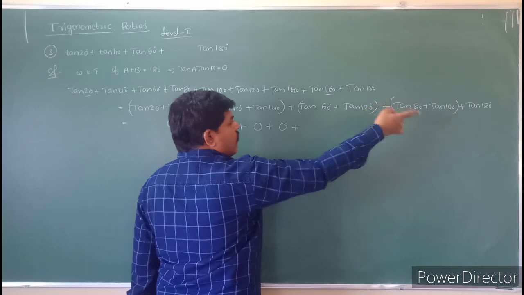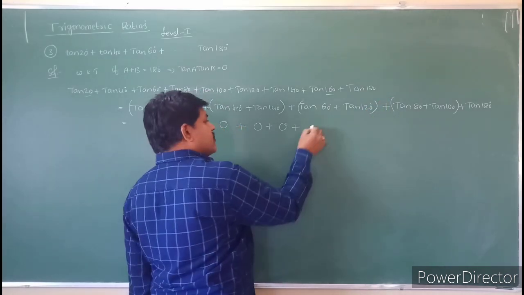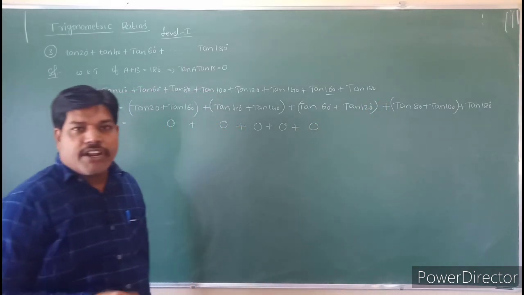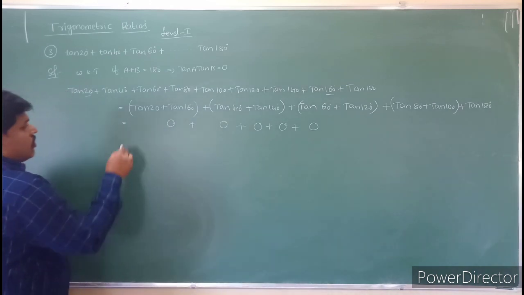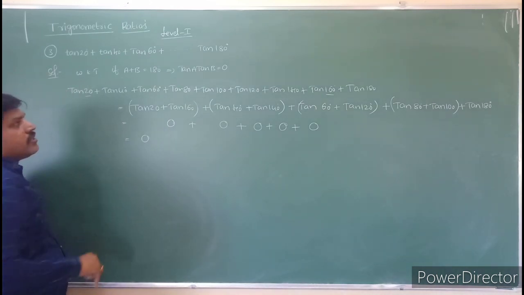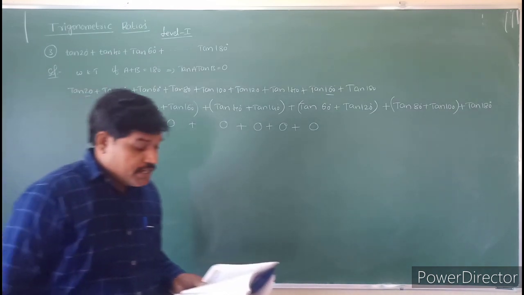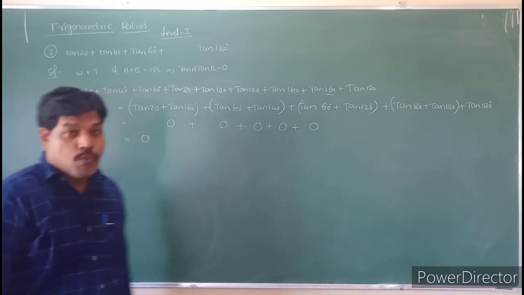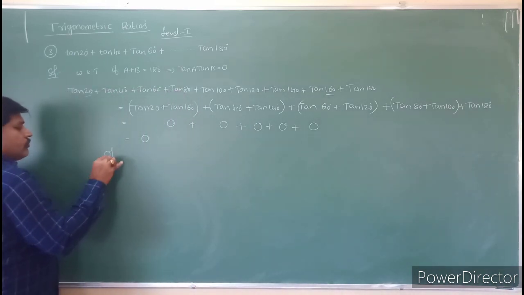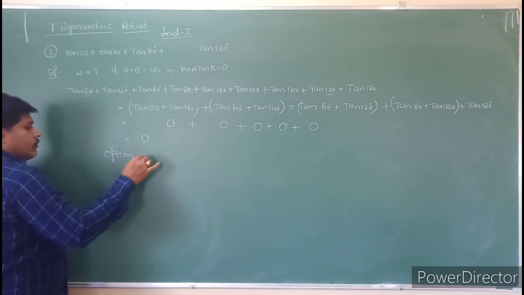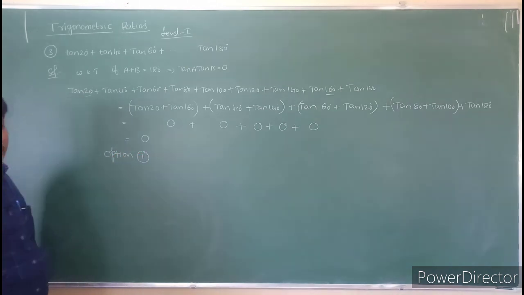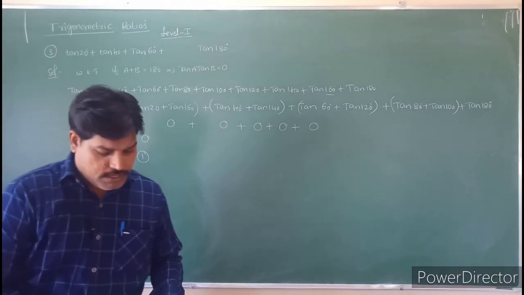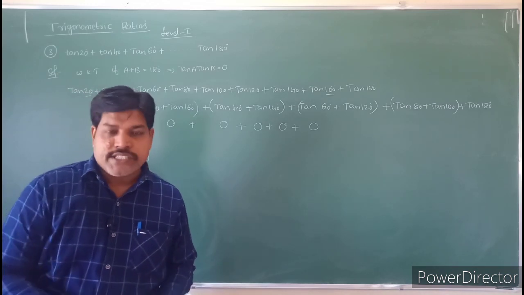Plus tan 180. What is tan 180? Tan 180 degrees is also 0. So what happens, students? The final answer is 0. So what is the option? Option 1 is the answer. Okay, so see that question, students.